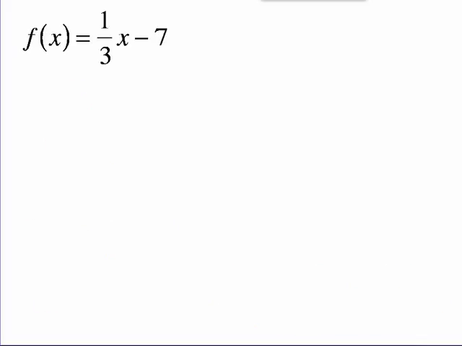Okay, let's look at the last one. I want you to go ahead and try this one on your own. This is the very last one today. Very first steps: replace f of x with y. Switch x and y. Solve for y. And replace y with f inverse of x.